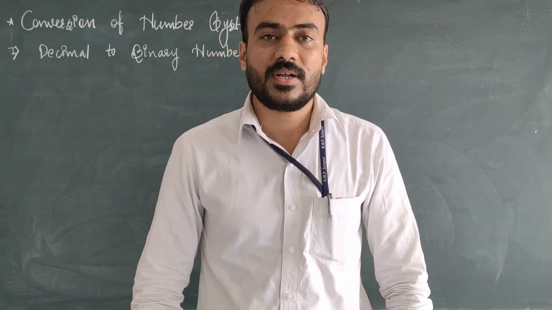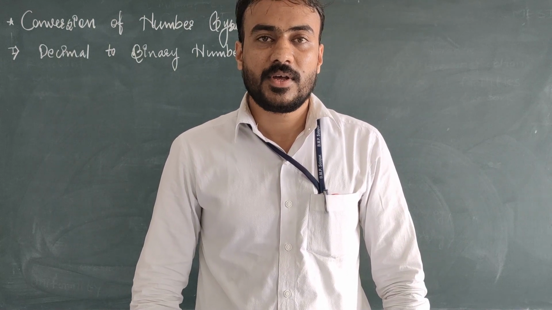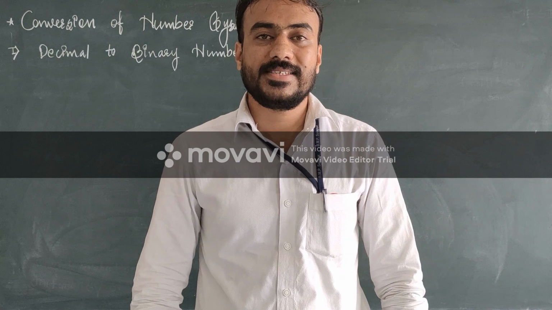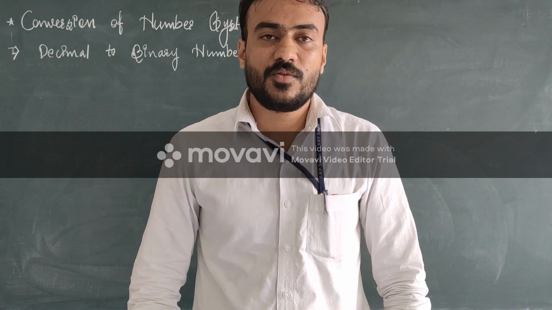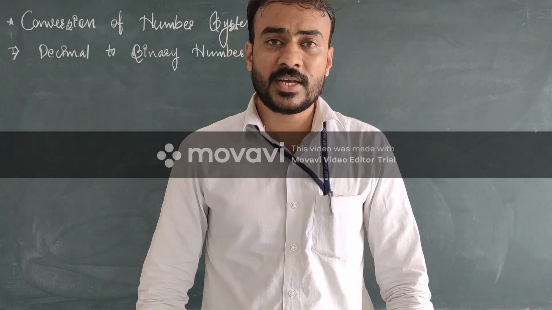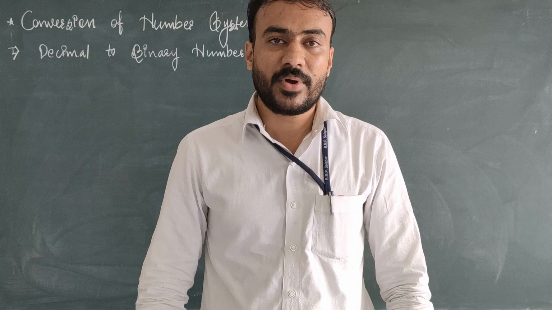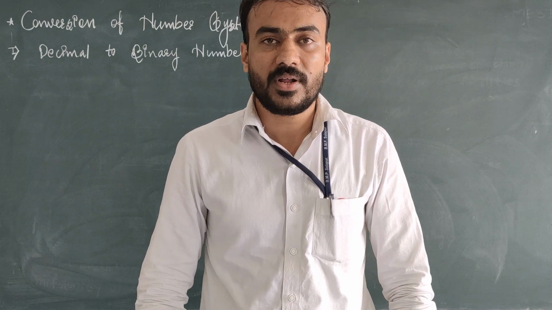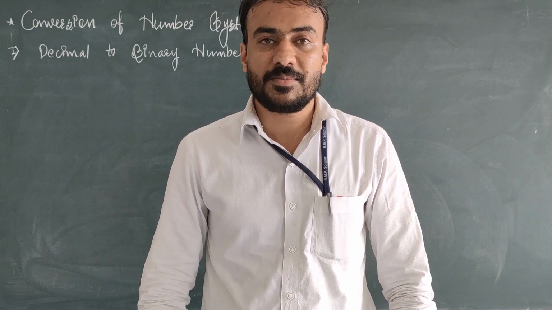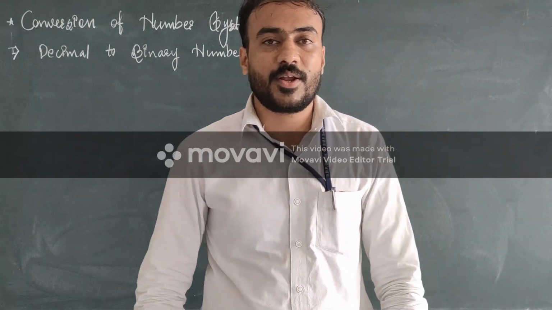Basically there are four number systems: binary, decimal, octal and hexadecimal. We are going to learn each and every number system in detail, but as I've already told you about binary and decimal, today we are going to focus on how to convert a decimal number into a binary number. That is what is given in the title here.